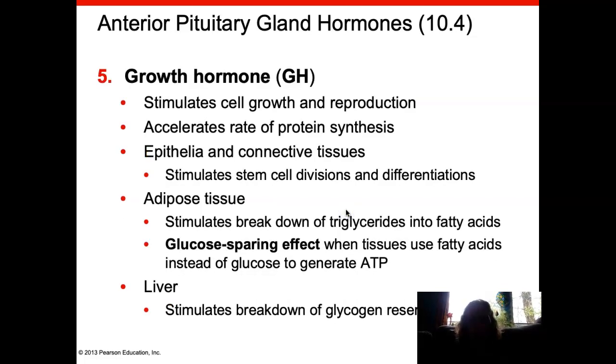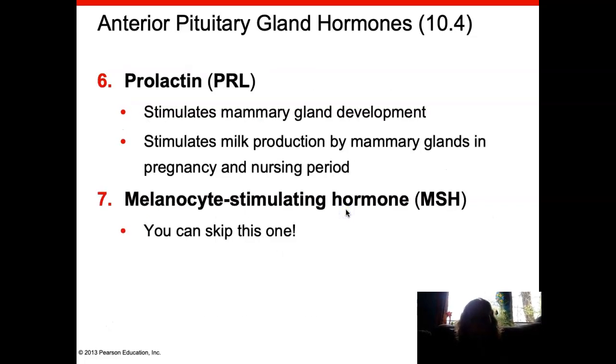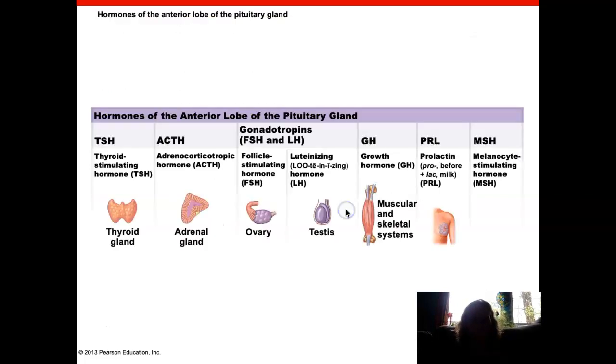Growth hormone, or GH, we saw that in the bone chapter. It stimulates cell growth and reproduction. So it encourages the cells to take in nutrients and to make proteins and to do what cells normally do. Prolactin stimulates mammary gland development and milk production. And then we're going to skip MSH.